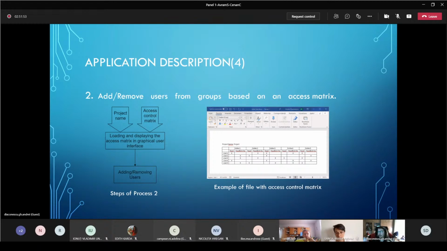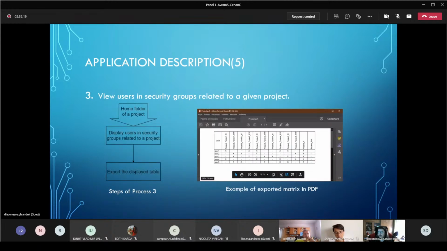In the first step, you load this matrix in the application. You will see if it loaded correctly, and after this you can apply this modification on groups. You can save this matrix on groups.